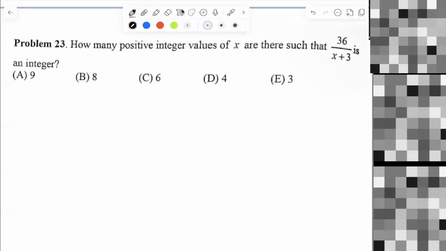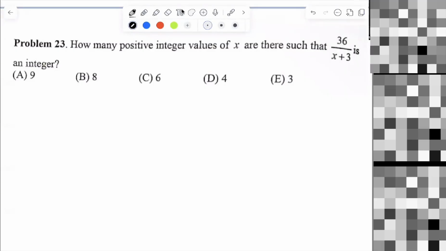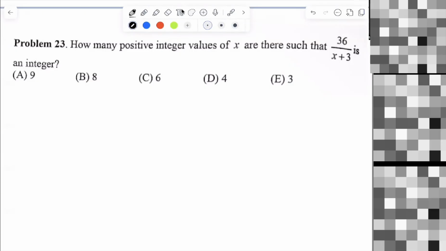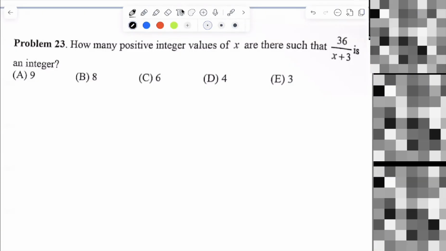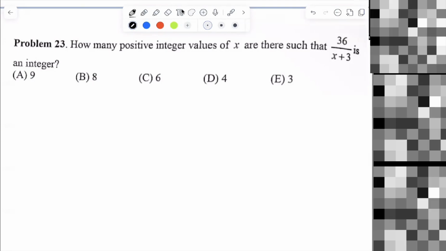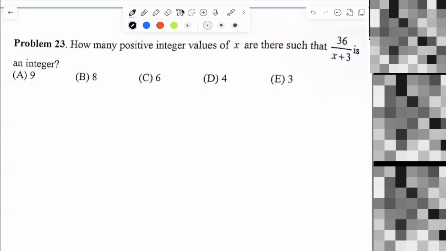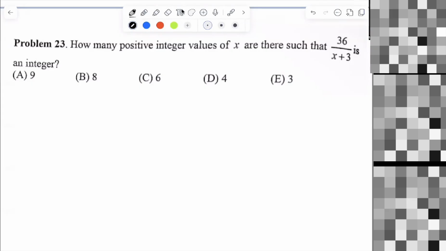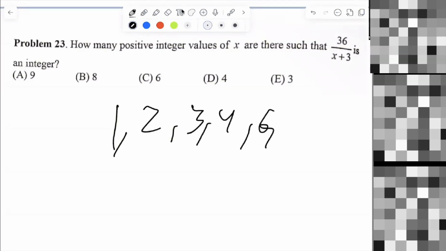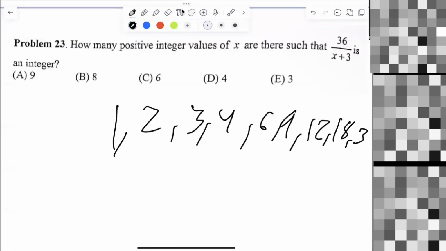Now, problem 23 is a bit of a harder question. How many positive integer values of x are there such that 36 divided by x plus 3 is an integer? Now, we want positive integer values of x, so this is important. Same approach, let us consider x plus 3 to be a number by itself. We want x plus 3 to be a factor of 36. Alright, so let's write down the factors of 36: 1, 2, 3, 4, 6, 9, 12, 18, and 36.